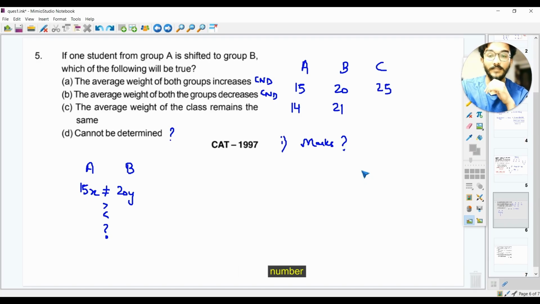Now let's just see the option number C. Option C is saying the average weight of the class remains the same. Let me take a scenario here.